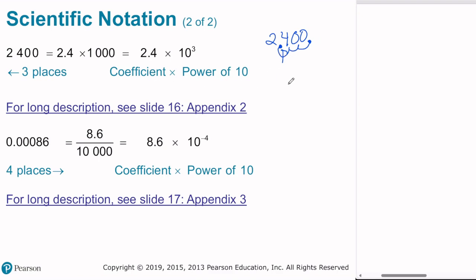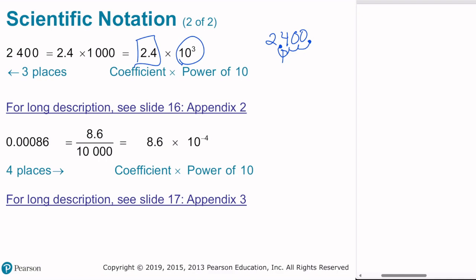So that means our coefficient times our power of 10 would be 2.4, which is our expression of our significant digits, times 10 to the third. Remember, we moved it 3 places, and that's our power of 10. That's our multiplier that keeps track of those insignificant values that we don't need.